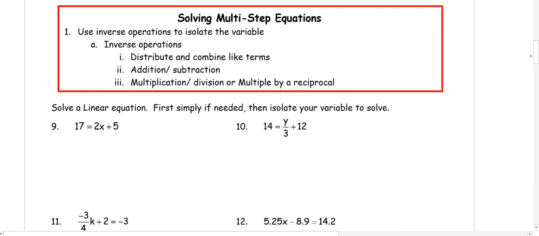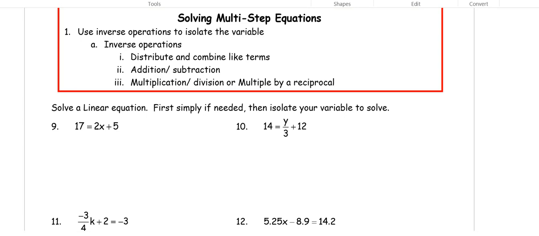When solving multi-step equations, the first thing you have to do is look and see: are there multiple terms that need to be combined, or is there parentheses that I need to distribute? Then think about order of operations backwards. The next step is to add or subtract the number away from the variable, and our last step will be to multiply or divide. So to solve a linear equation, first simplify, and then isolate your variable.